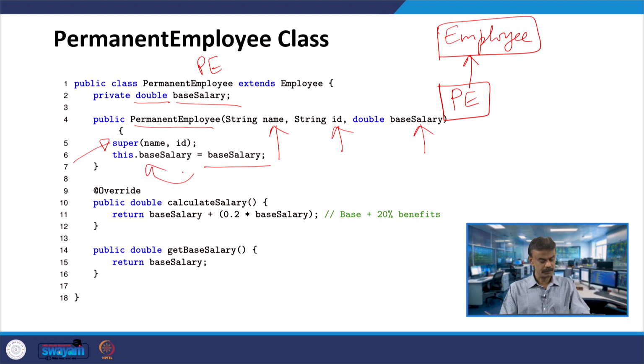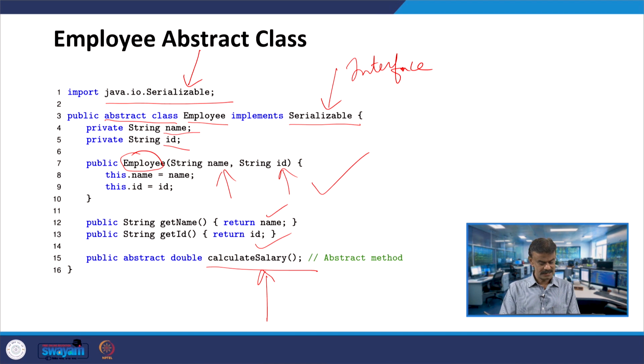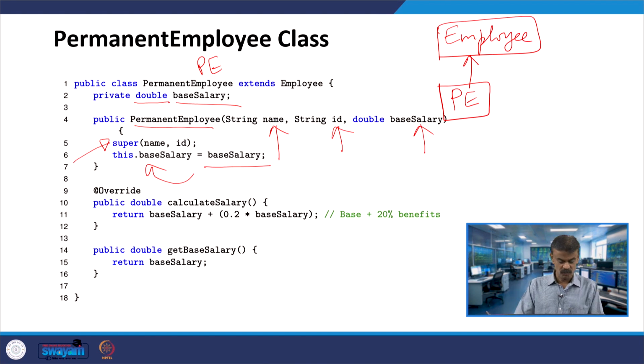We have calculateSalary in the super class, which is in fact an abstract method, and here we are defining it in PermanentEmployee. So, base salary plus 0.2, that means 20% benefits, 0.2 into base salary. Fine, and you have getBaseSalary, which will return base salary. That is the usual method in the PermanentEmployee class.